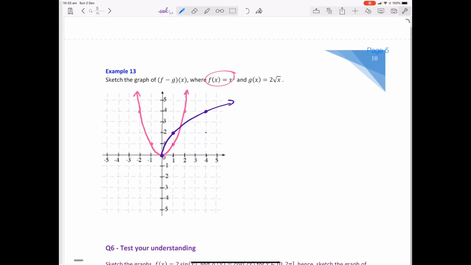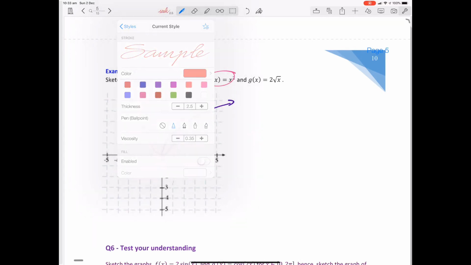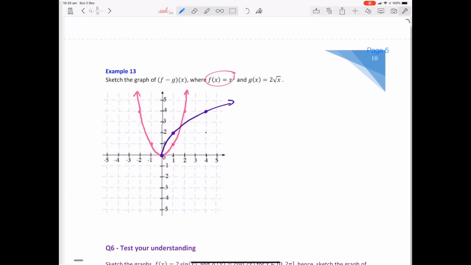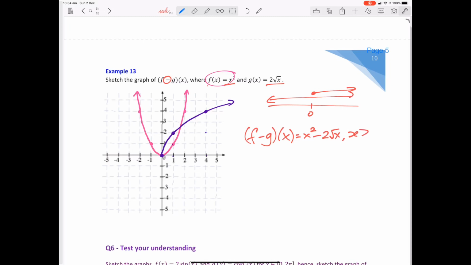Now, what did we say before? We said that when we add two functions together, we can only use the domain where they intersect. So the domain where these two things intersect, the first one is all real numbers. The other one is from 0 inclusive up into infinity. So the domain for f minus g of x is where those two domains cross over. So we've got x squared, then minus 2 root x, because we've got a minus in the function. And then our domain is x is greater than or equal to 0.